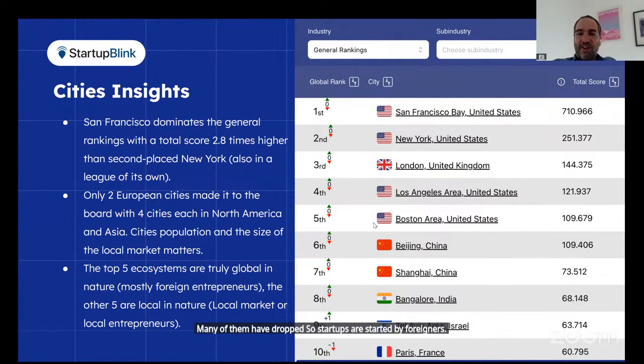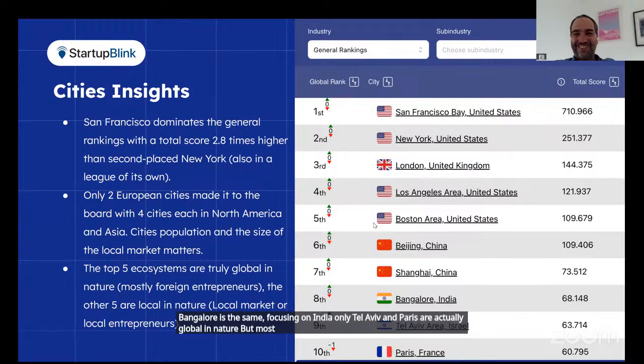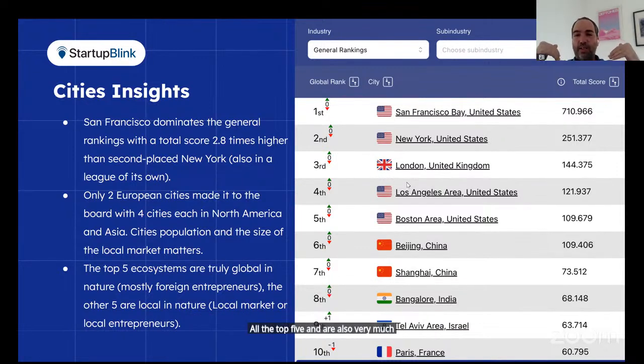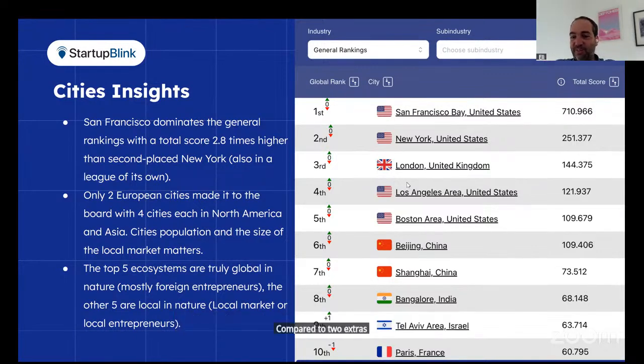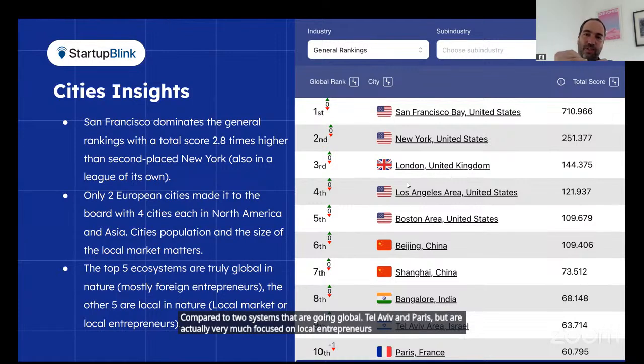The bottom five are a little bit different. So Beijing and Shanghai, for example, are amazing ecosystems, but they're focusing on China only. Bangalore is the same, focusing on India only. Tel Aviv and Paris are actually global in nature, but most of their entrepreneurs are local. So you can see that the ones that are targeting a global audience and are also very much open to attracting entrepreneurs from the outside are in the top five, compared to two ecosystems that are going global, Tel Aviv and Paris, but are very much focused on local entrepreneurs, so they can't really advance to the top tier. So that's pretty interesting.